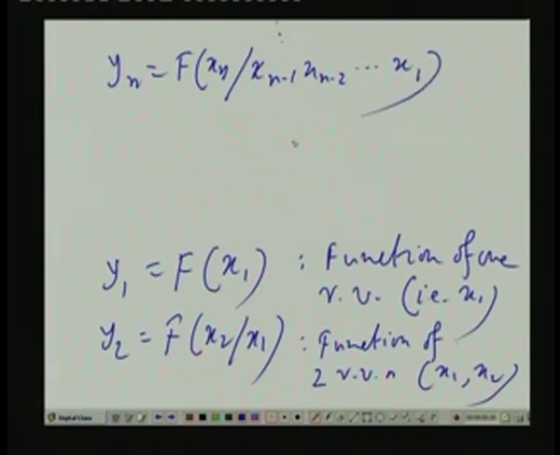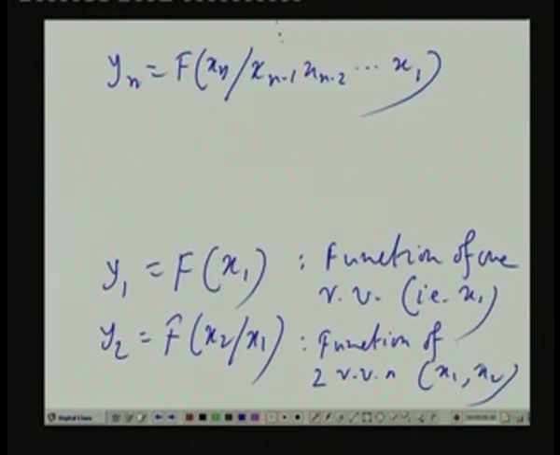Okay. So, you get n random variables. First one is a function of only one random variable, that is x1. Second one is a function of two random variables, that is x1, x2, dot dot dot. Last one is a function of all the n random variables, x1 up to xn.